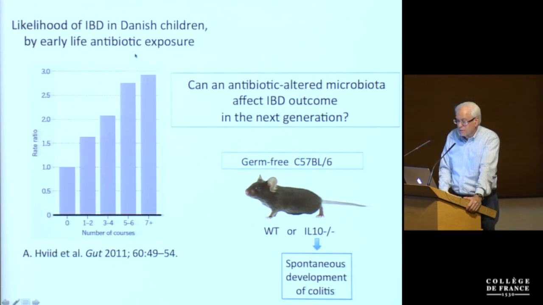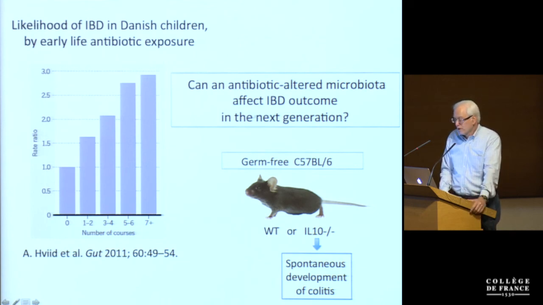Now, I next want to turn to inflammatory bowel disease, because there are studies that show that antibiotic exposure is associated with increased risk of developing IBD. This is from a large epidemiologic study in Denmark involving all the children born in Denmark over a 9-year period. What the investigators showed is that the more courses of antibiotics the child received, the more likely they were to develop IBD, either Crohn's disease or ulcerative colitis. So we wanted to know, could an antibiotic-altered microbiota affect IBD outcome?